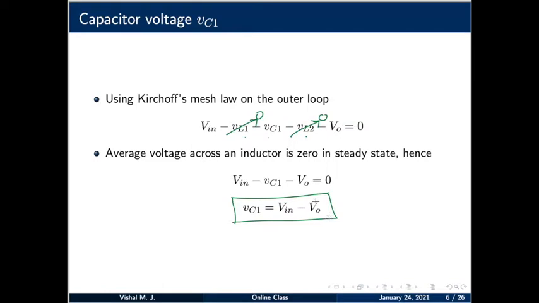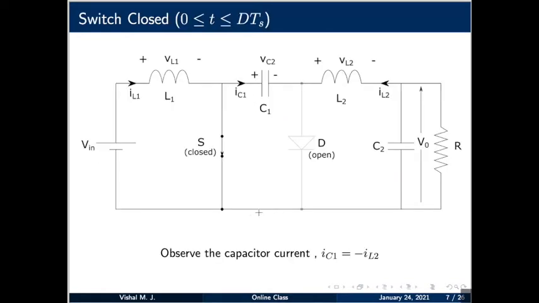Remember this result. Okay. Now our analysis begins with the switch closed. The switch is closed between 0 to dTs. Ts is the switching period, of which a portion, where d is less than 1, the switch is closed. Now, when the switch is closed, the diode D will be open circuited. Now, let us see the analysis.